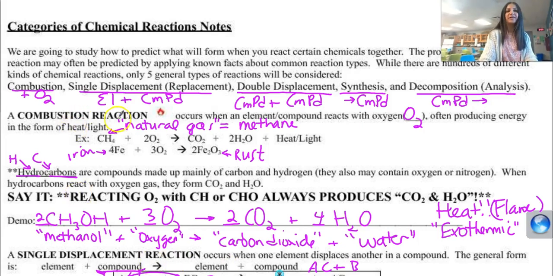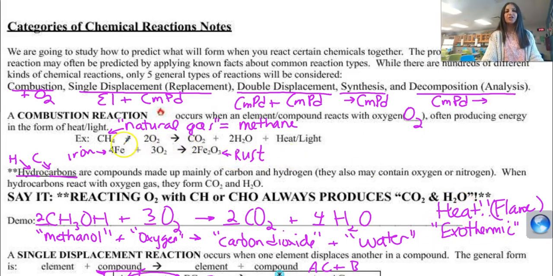The first type is combustion. And with combustion, you are always reacting with O2, with oxygen. Now, you're not always going to do this little saying that we have, but I want to go over it. And the saying is, reacting O2 with CHA or CHO always produces CO and HO. CO is CO2 and HO is H2O. Now, you don't necessarily have to, but if you do, you're going to get heat, you're going to have a flame, it's going to be an exothermic reaction, okay?